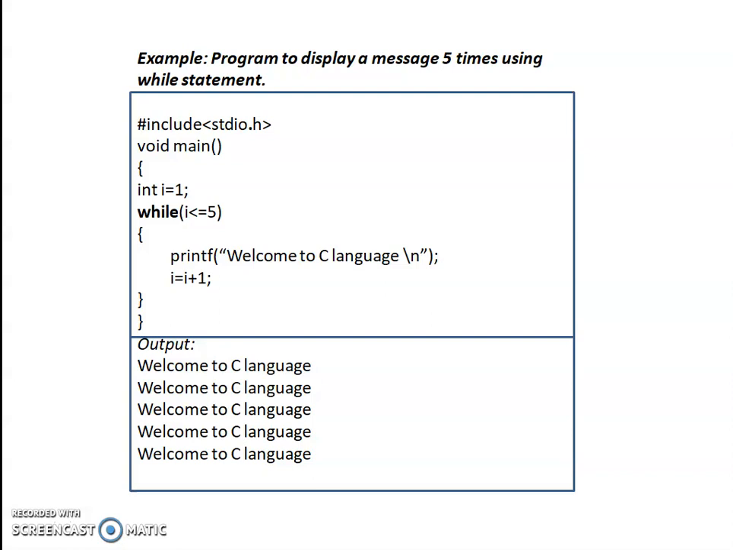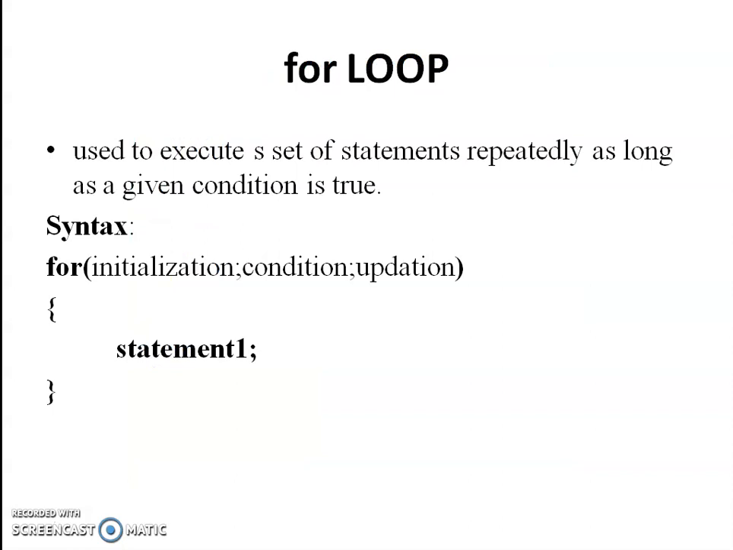Similarly, we'll see the next looping statement, which is our for loop. Again, the for loop is also used to execute a set of statements repeatedly as long as a given condition is true. Now see the syntax. In the syntax we have made use of the keyword for, and inside the brackets you can see initialization, condition and updation. So there are 3 expressions inside the for. Expression 1 is initialization, expression 2 is condition, expression 3 is updation.